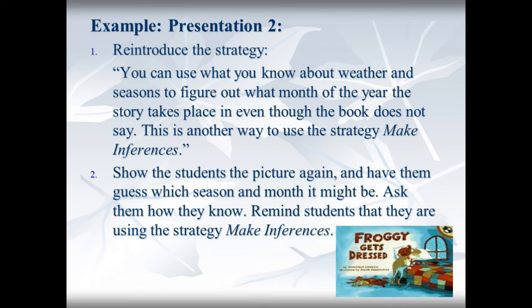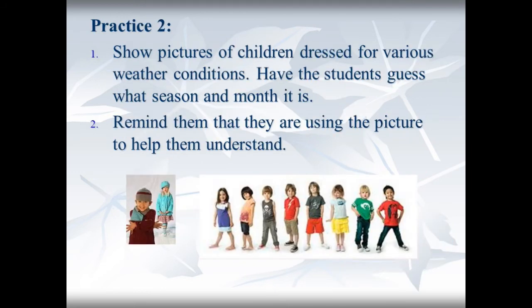Example number 2. Reintroduce the strategy. You can use what you know about weather and season to figure out what months of the year the story takes place. Even though the book does not say, this is another way to use the strategy, make inferences. The next one, show the students the picture again and have them guess which season and month it might be. Ask them how they know. Remind the students that they are using the strategy, make inferences.